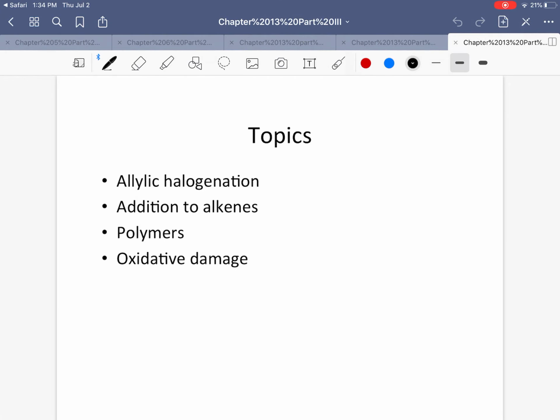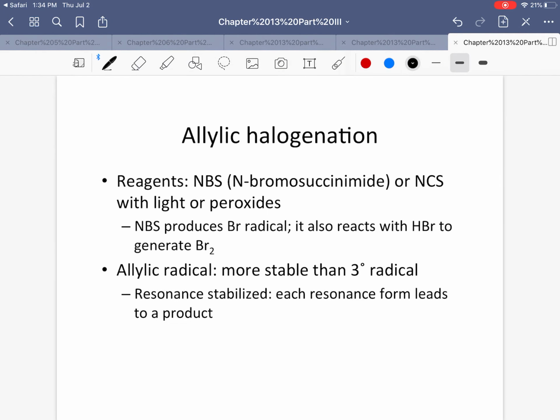This is the third part of chapter 13, the last section, and we are going to talk about allylic halogenation and then addition to alkenes, polymer formation, and oxidative damage by radicals. That sounds like a lot, but allylic halogenation is really just a variation of the reaction you just learned, halogenation of alkanes. So the reagents are specifically NBS, N-bromosuccinimide, with light or peroxides.